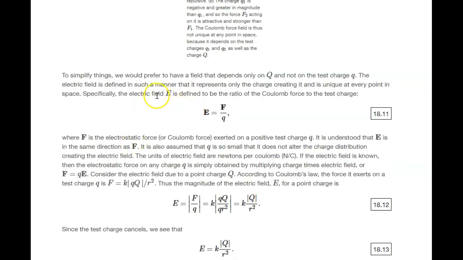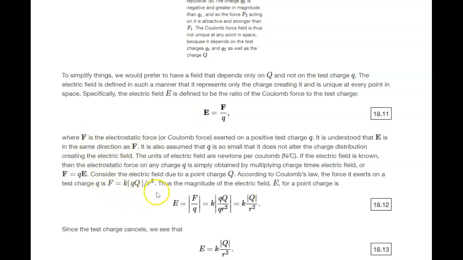So for the electric field, there are two different equations. The electric field would be the force, that's the Coulomb's law force we just calculated, over the test charge. So if you have a charge and you have the force, then you can calculate the electric field. A lot of times though, you're not going to have the force. So what you can do is a substitution.